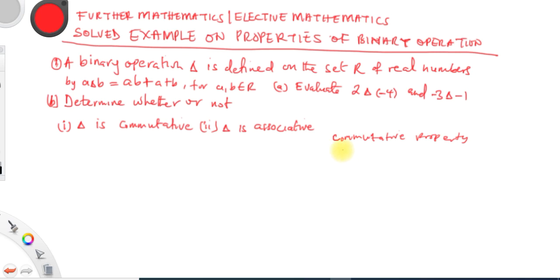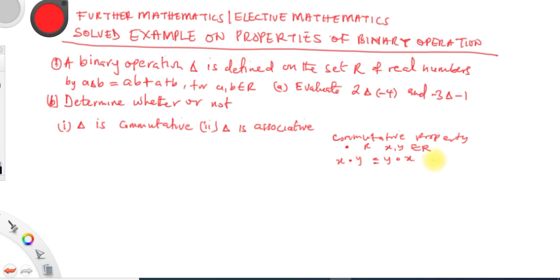So, for example, if you are taking the operation dot, and this operation dot is defined on the set of real numbers R, then we take any two elements from the set of real numbers, let's say X and Y. We are saying that the operation dot is commutative if X dot Y is the same as Y dot X. Yes, that's what we said.